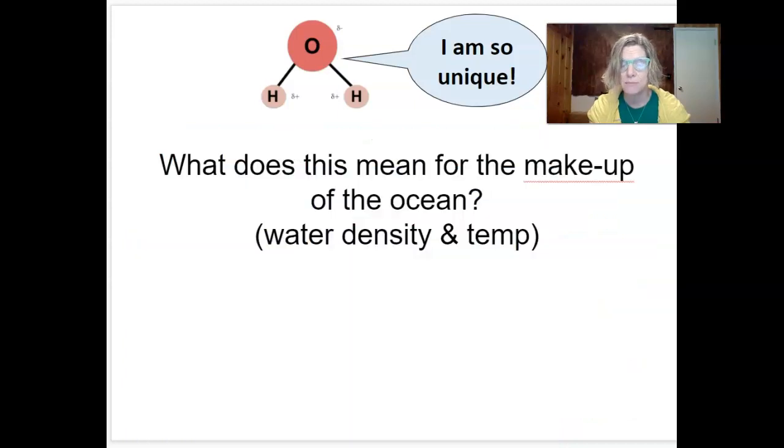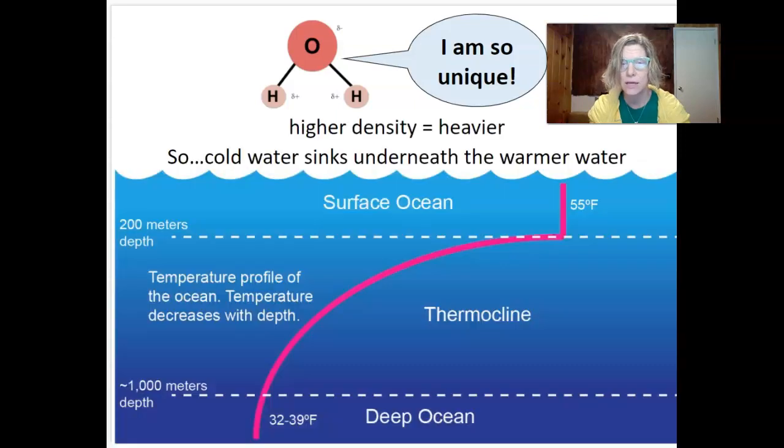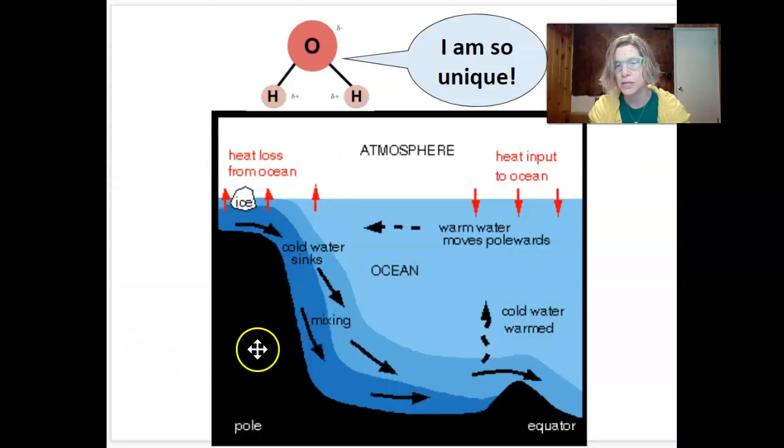So what does that mean for the makeup of the ocean? The density and the temperature? Well, here you can see that higher densities are heavier. So cold water sinks underneath the warmer water. And so this creates what we call a thermocline, where you end up with these colder, deep water oceans. So the temperature profile of the ocean is shown right here. And you can see as it's warm, that warm water drops, and then we have this sort of area here where we have cold water sinking underneath warmer water. And this shows you it in another diagram.